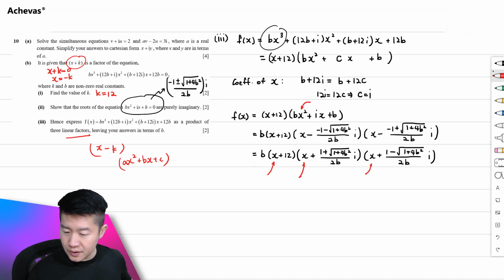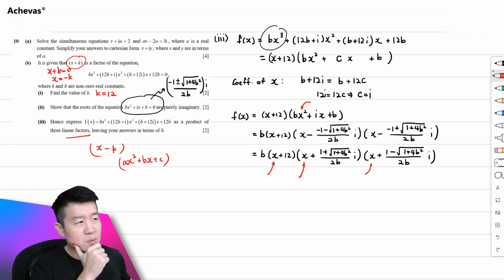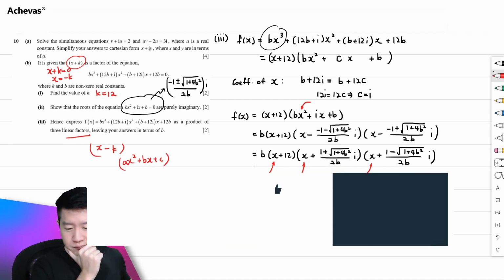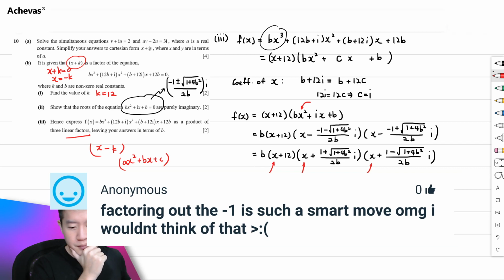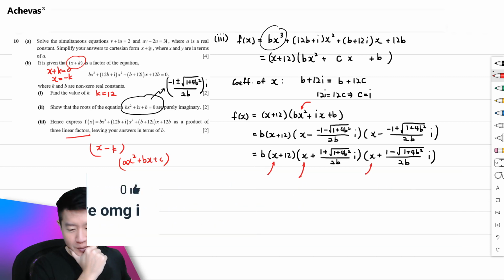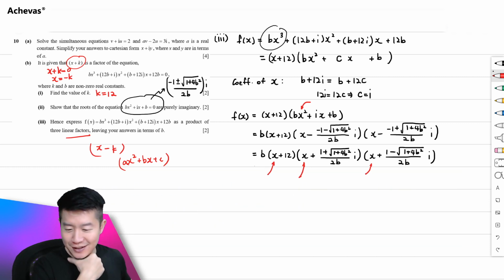Factoring out -1 is also one. Factorizing out -1. When did I factorize out -1? Okay, I'm not sure what this is.